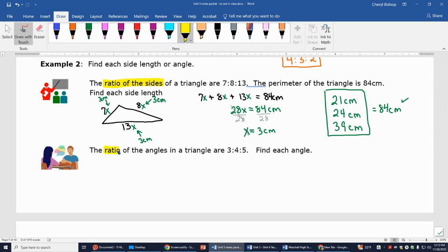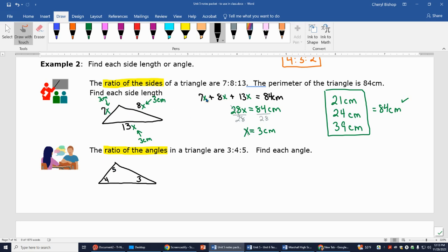This time I have the ratio of not sides but angles. So when I draw my triangle, it's going to be a little bit different than when I drew this one. I could draw the same triangle if I wanted to, because these are still all different, which means this would still be scalene. But these are the angles, which means instead of writing them along the side, I'm going to write them inside the angles. 3 for my smallest angle, 4 for my medium angle, and 5 for my biggest angle.